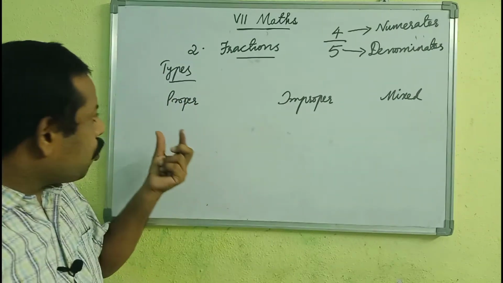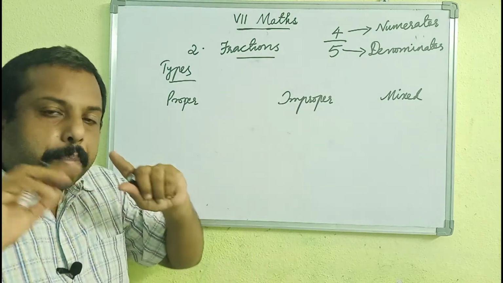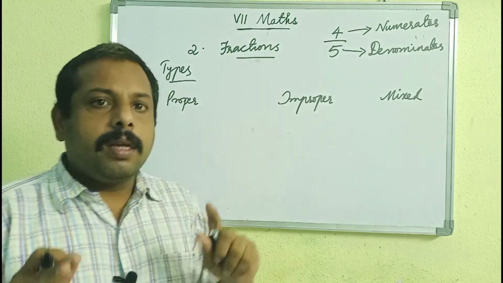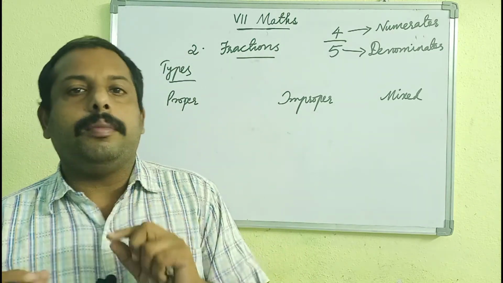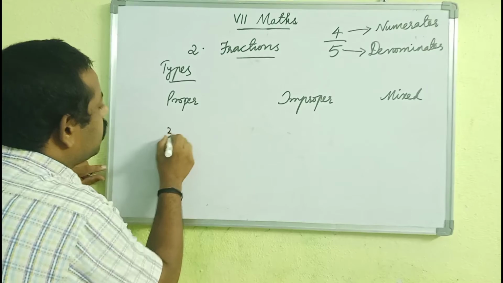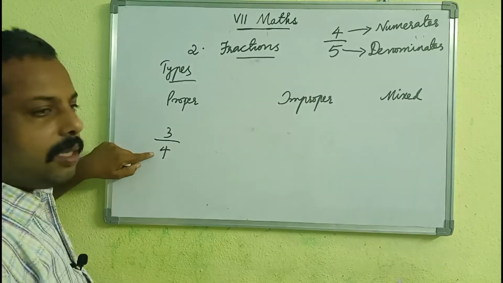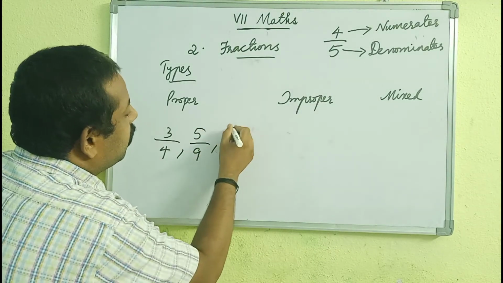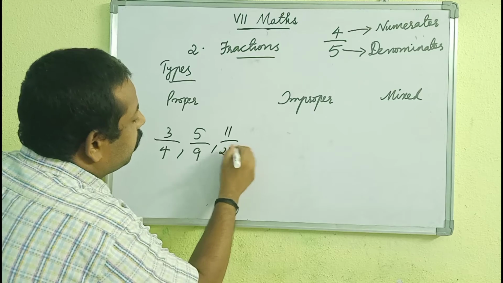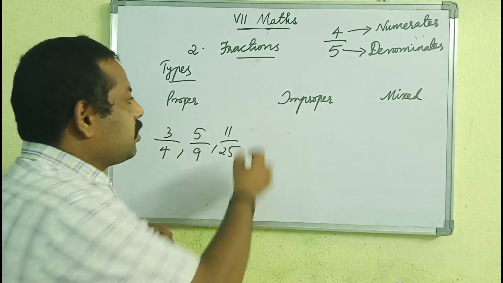Let us learn about proper fractions and improper fractions. A proper fraction is a fraction whose numerator is smaller than the denominator. For example, we can say 3 by 4. See, the numerator is smaller than the denominator. Or 5 by 9, or 11 by 25, and so on. These can be examples of proper fractions.